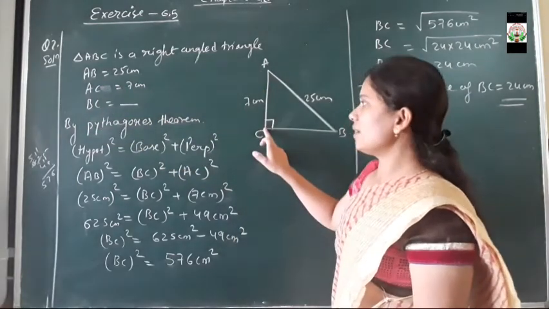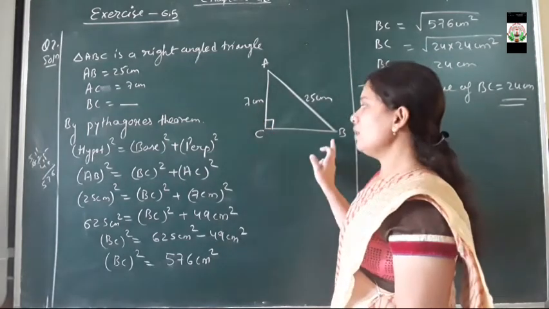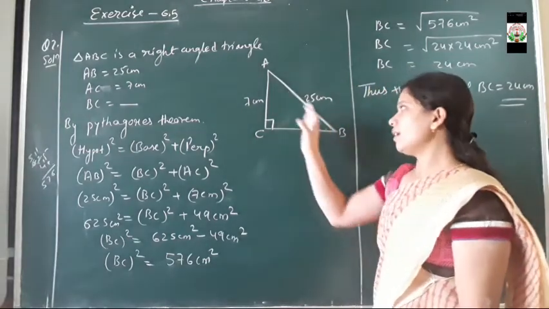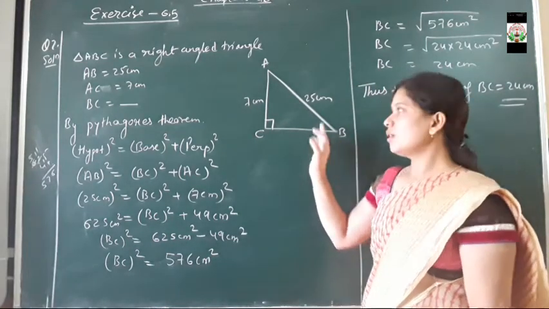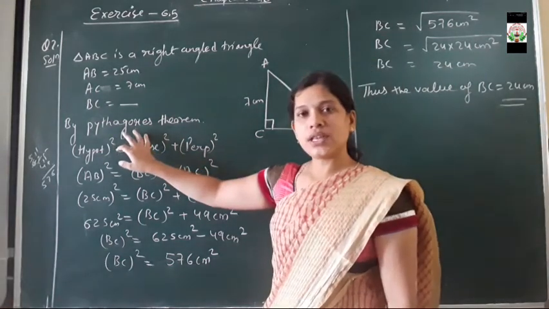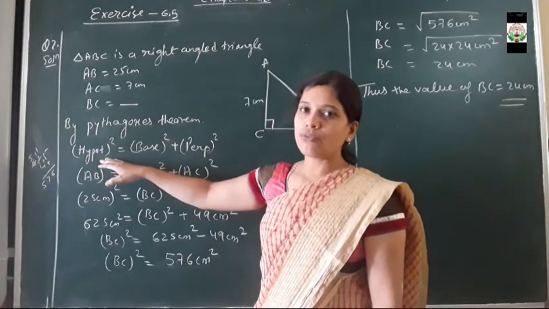So AC is 7 centimeter, which is the perpendicular. BC, whose value you have to find, acts as the base, and AB is the hypotenuse, whose value is given as 25 centimeter. Now applying the Pythagoras theorem. What is the Pythagoras theorem? Pythagoras theorem is always applicable for a right angle triangle.